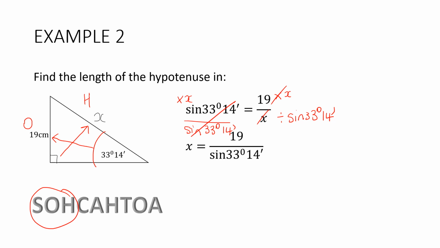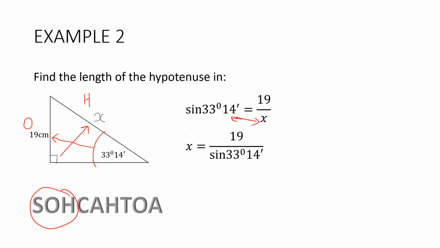Now let me just rub all of that out for you and have a look what's happened. Can you see that the x and the sine 33 degrees 14 minutes have switched places? So anytime you end up with the x on the denominator, you can just switcheroo.